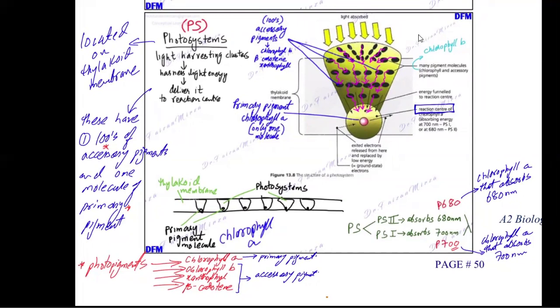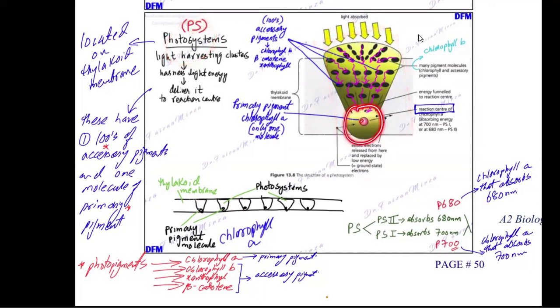Photosystems are light harvesting clusters. They harness light energy and deliver it to the reaction center. Photosystems are located on the thylakoid membrane inside the chloroplast, on the surface of this thylakoid membrane. This is the structure of one photosystem from the thylakoid membrane.